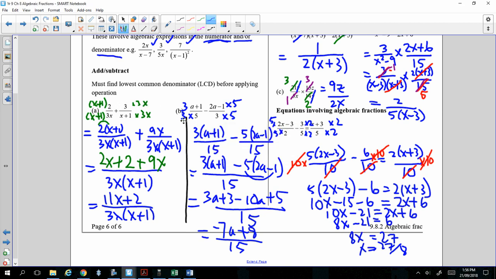So where did 21 come from? 21 because negative 15 minus 6 is negative 21.